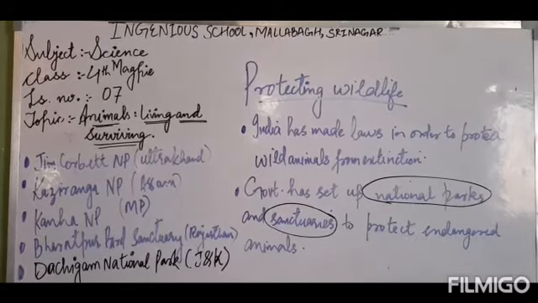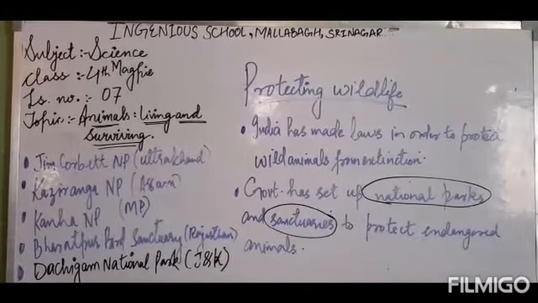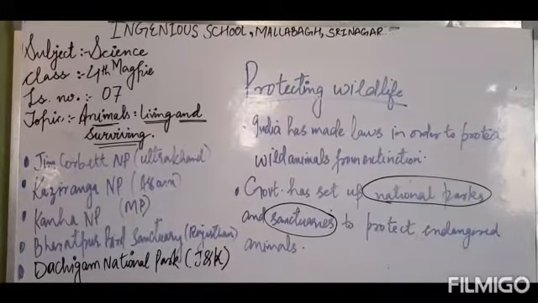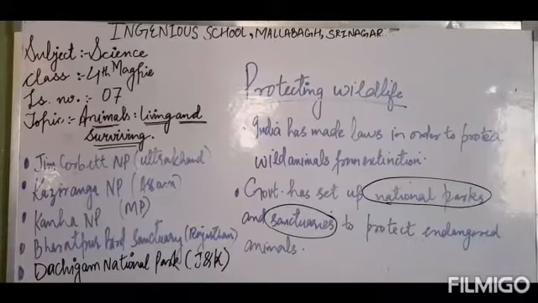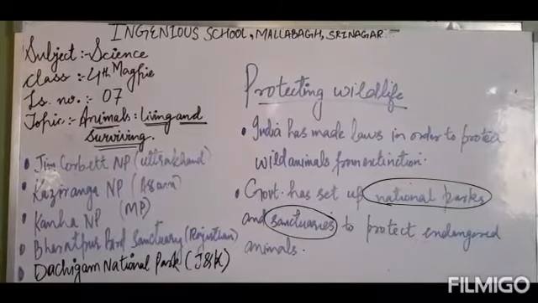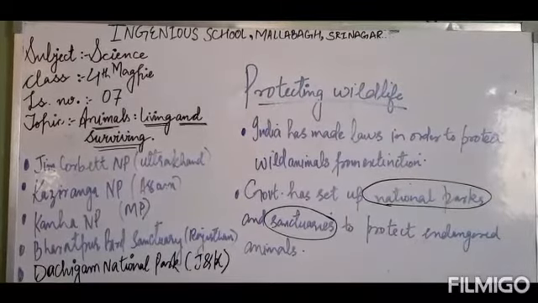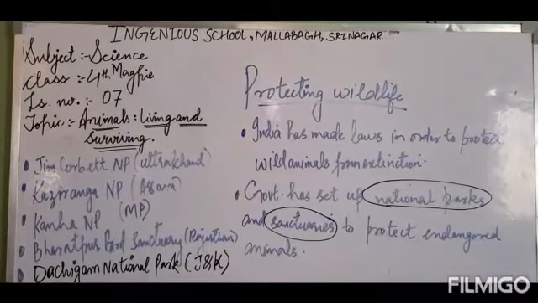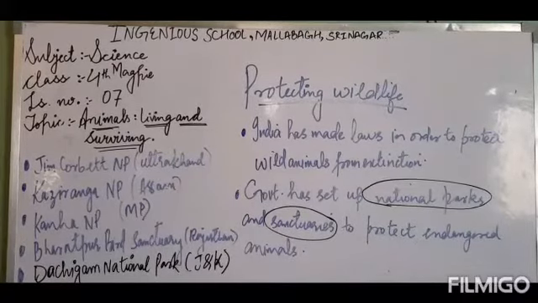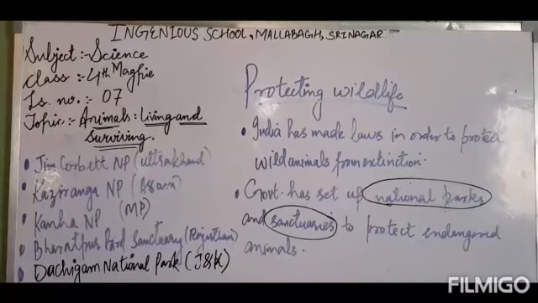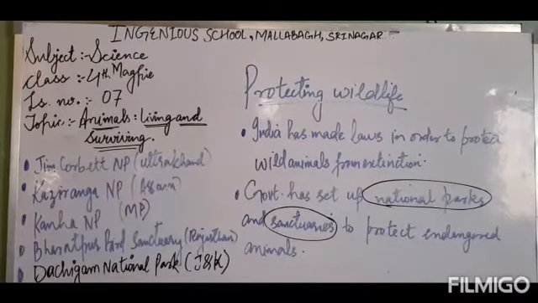Now there is an activity for you. What you have to do is find out about more national parks and more sanctuaries present across the world, across the globe. You have to get information about those national parks and sanctuaries, and write that information in your scrapbook. Okay, this is the activity for you. Hope you will do it on time.